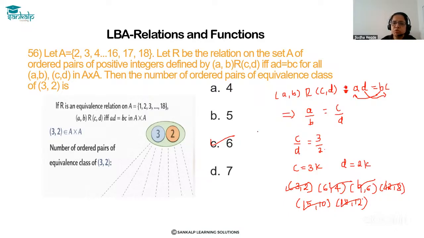So first you simplify this, and given (c, d) is (3, 2). Since it is a ratio, you take c equal to 3k and d equal to 2k, substitute 1, 2, 3 and so on for the values and check which belong to R. So we got 6 elements.